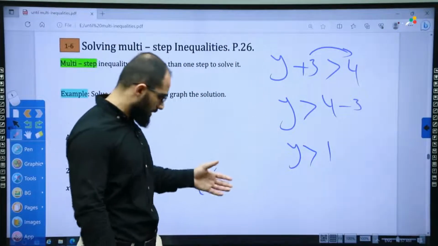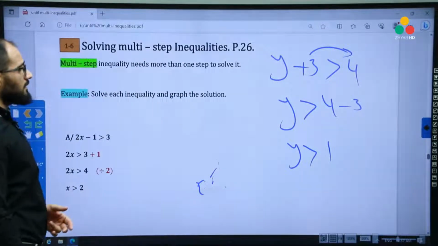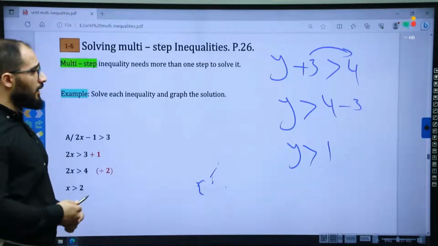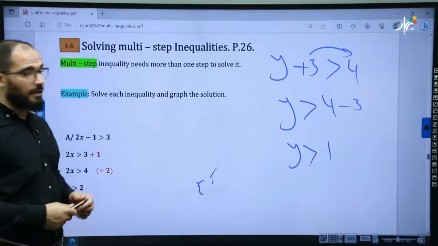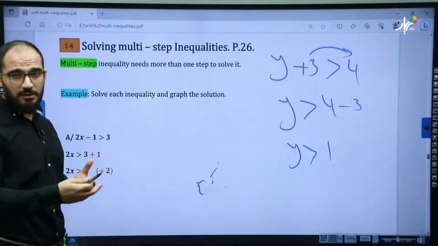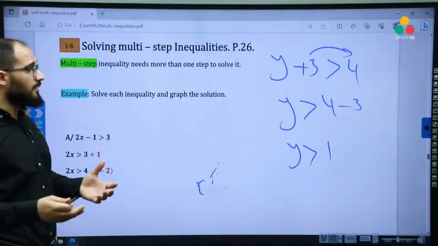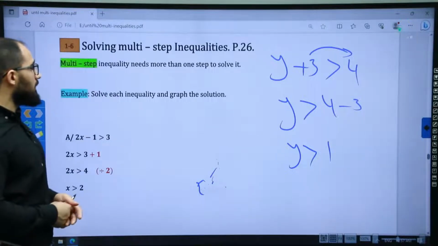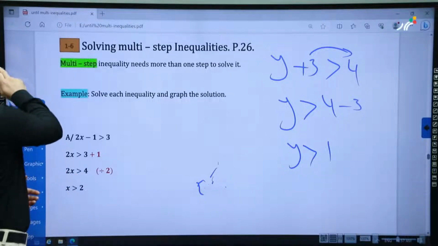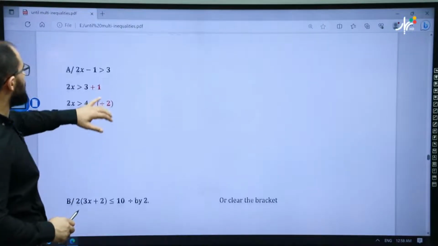This is single step. But when you say multi-step inequalities, we have more than one step. We need more than one step to solve each inequality. And also in each question, we have more than one operation. We cannot solve, let's say, just by addition. We have addition, subtraction, multiplication. Sometimes you have all of them in one example. So that's why we call it multi-step inequalities. We need more than one step to solve each of them. Okay, so let's start solving multi-step inequalities.